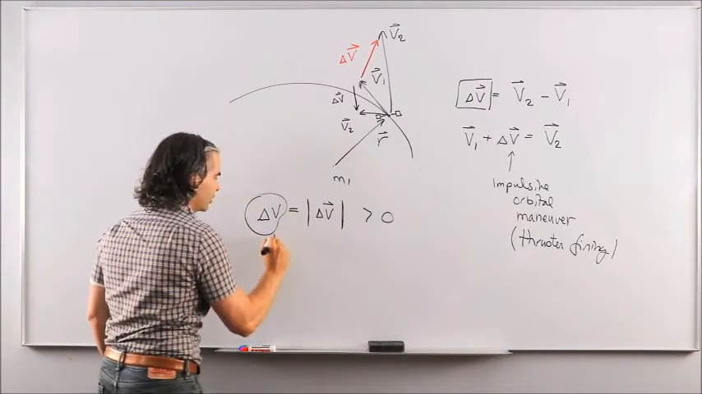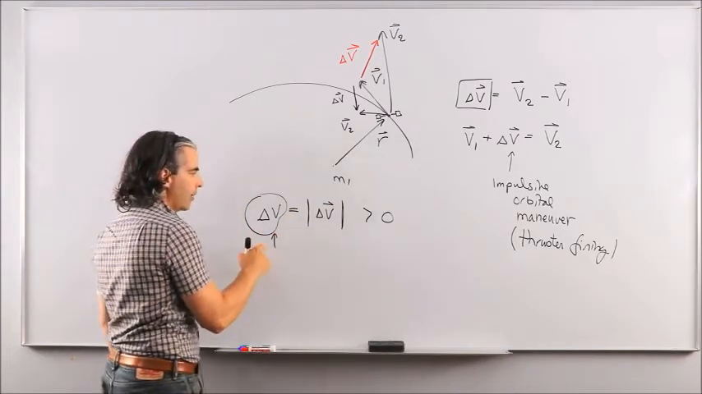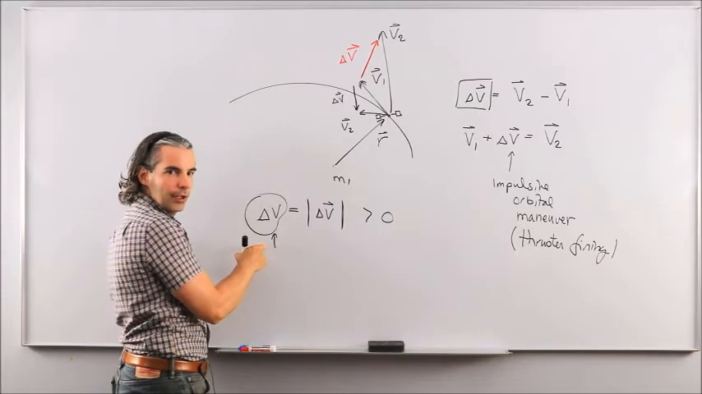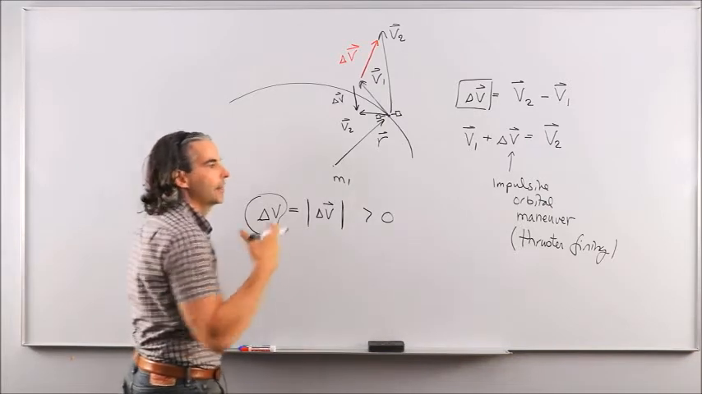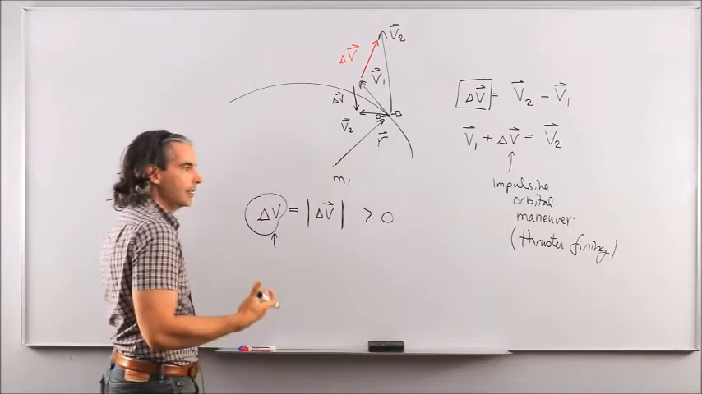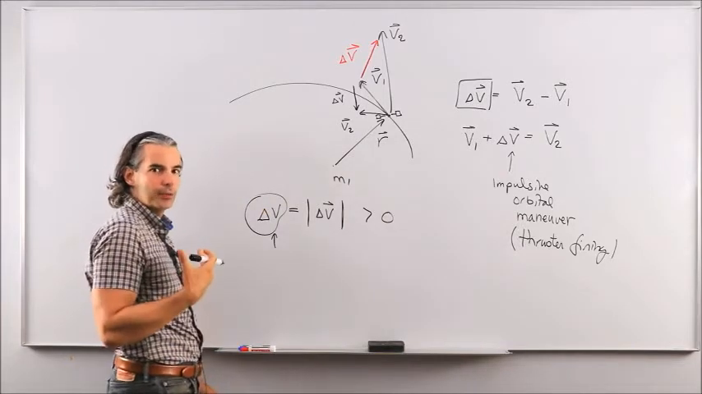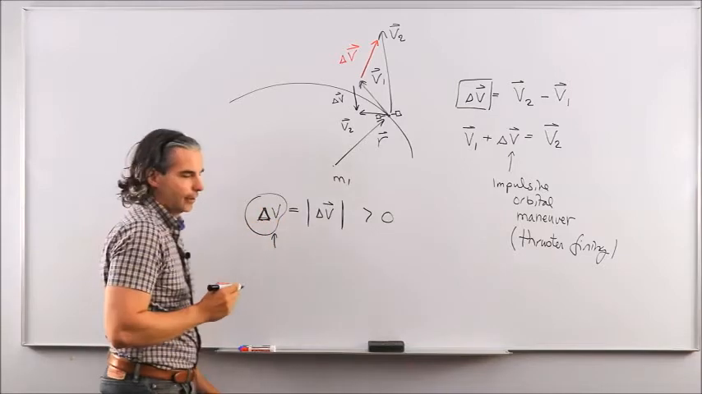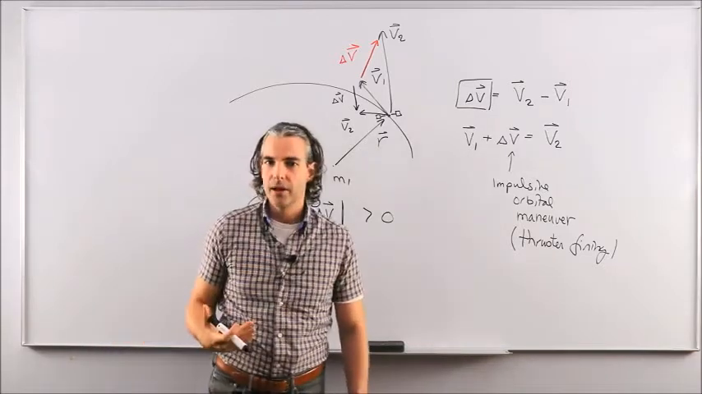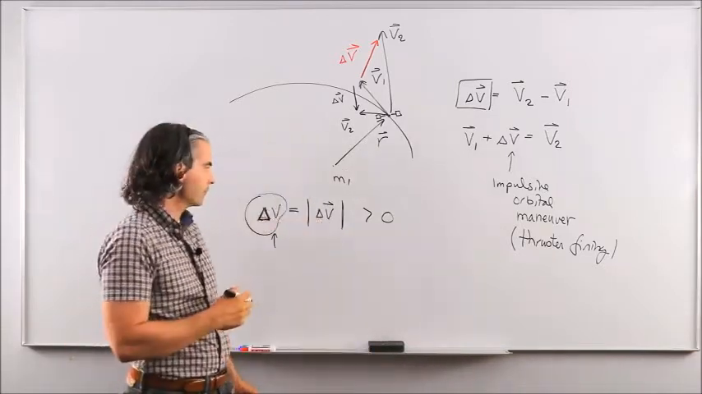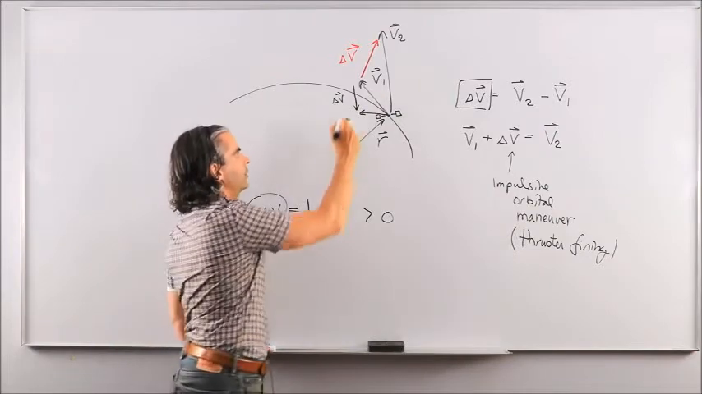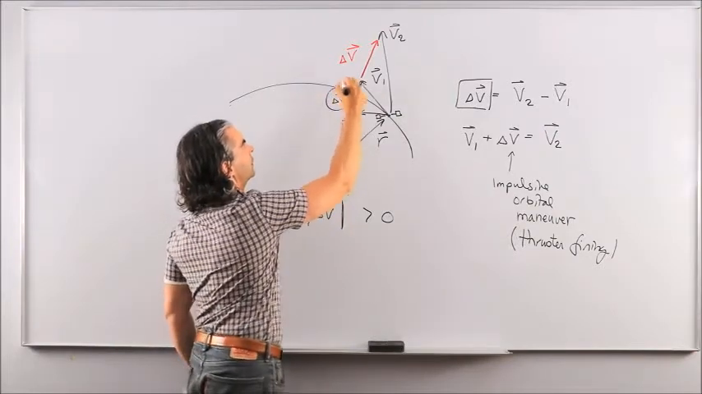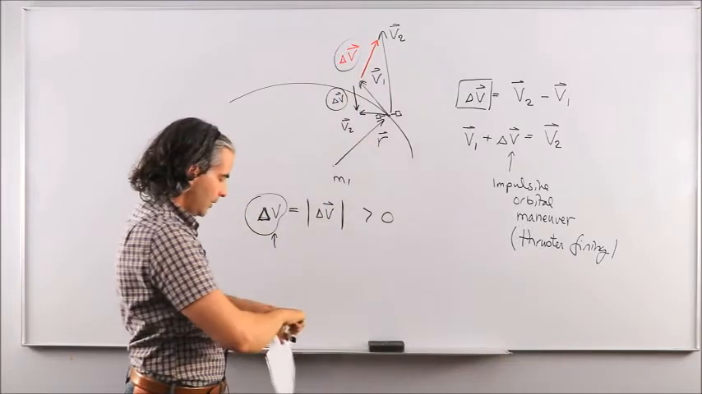Because this does not contain any information about the direction of the actual maneuver. If it is in the same direction as the current velocity or in the opposite direction to slow the spacecraft down, that quantity here does not care about the direction, okay? It's only the norm of the actual delta V maneuver. Okay.